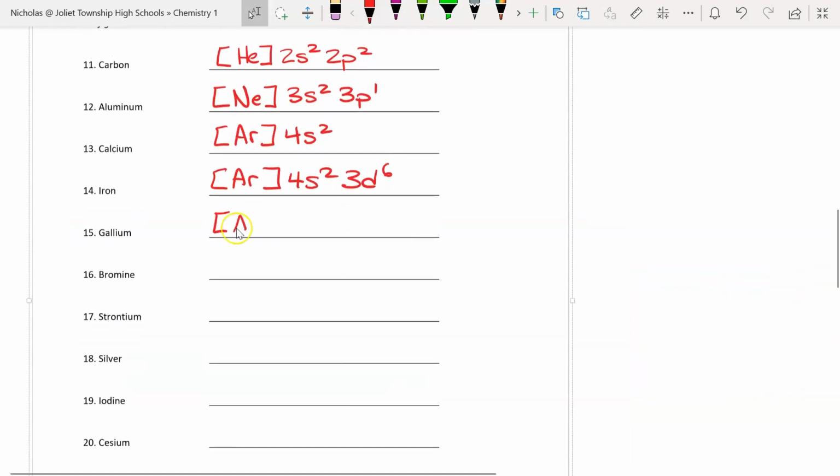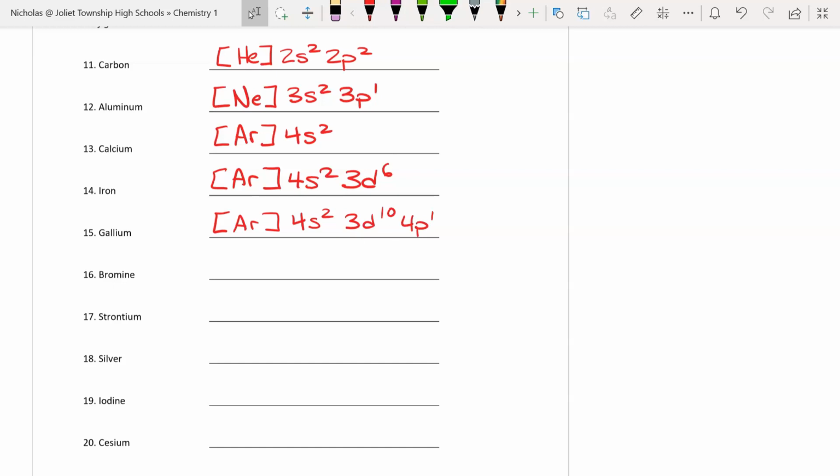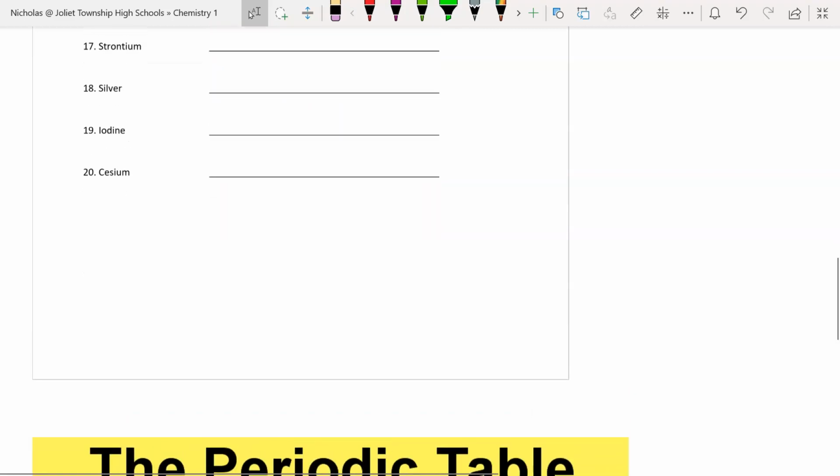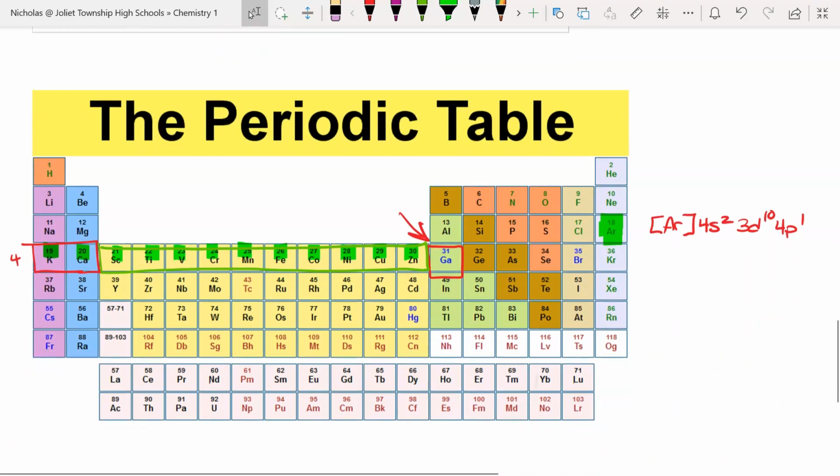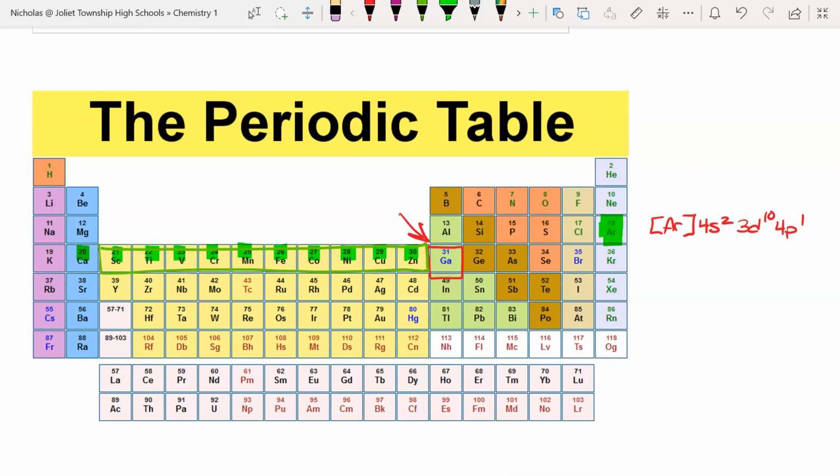So gallium is argon, 4s2, 3d10, and 4p1. All right, so next we're looking at bromine. Hopefully after seeing a couple of these, the pattern starts to make sense. It really is just kind of a pattern and a process. Once you do it a bunch of times, it starts to make sense.